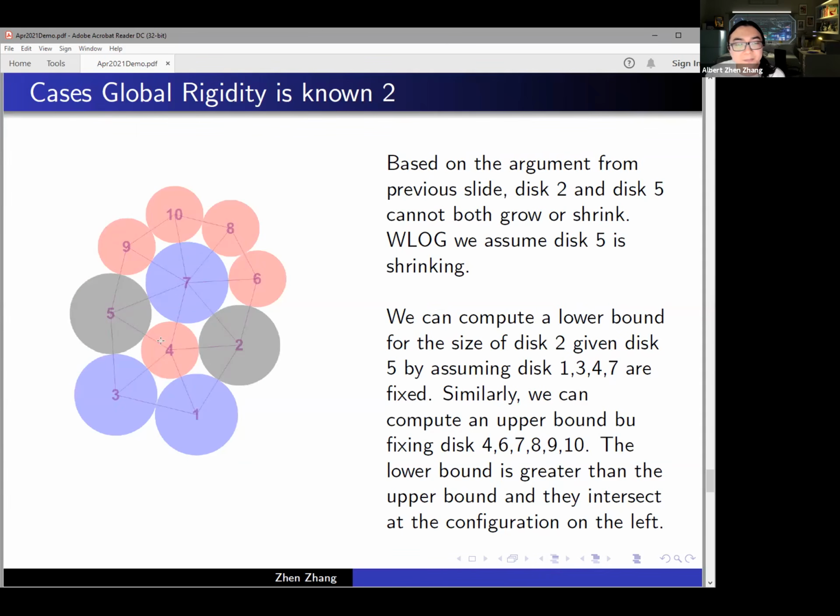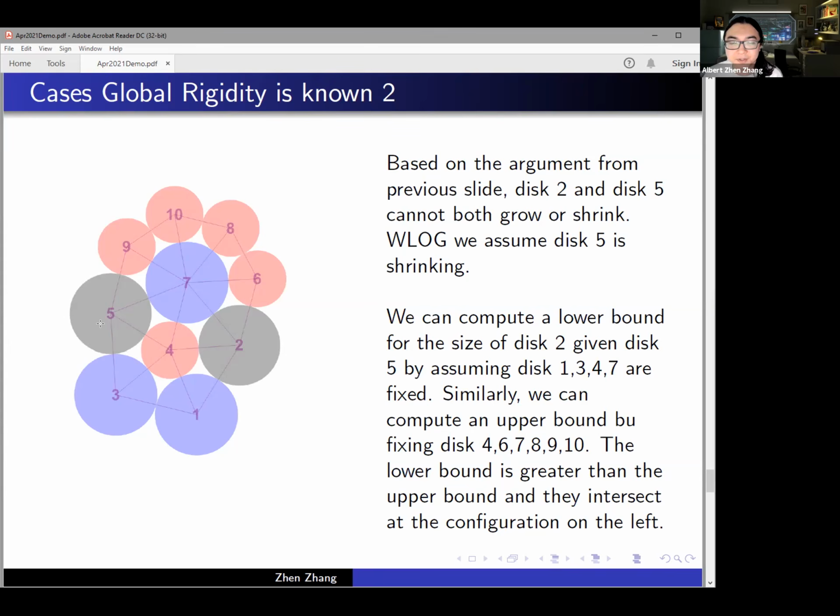So the idea is, without loss of generality, we assume one of them is shrinking, let's say 5, and 2 is increasing. Then we can compute a lower bound for the size of 2 by assuming 1, 3, 4, 7 are fixed. Because if 4 is growing and 1, 3, 7 are shrinking, and 5 is known, then 2 has to grow very large to compensate for it. So if you fix all of those, you get a lower bound for the size of 2. And similarly, by fixing 4, 7, 6, 8, 10, 9, you can compute an upper bound for the size of 2 given the size of 5.